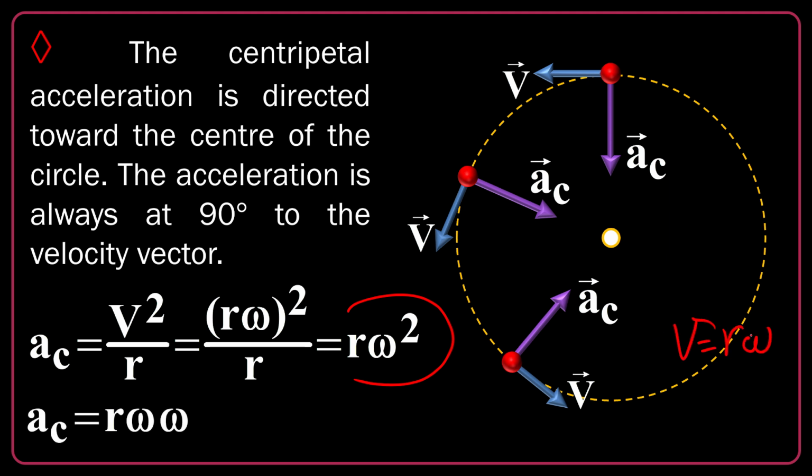So let's disintegrate this relation to r omega omega. And then here r omega is going to be v, so it's also v omega. So we have three versions for centripetal acceleration. As you wish, you can use one of them to solve the problems. It depends on the case.